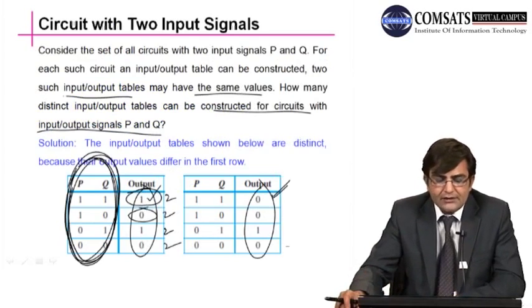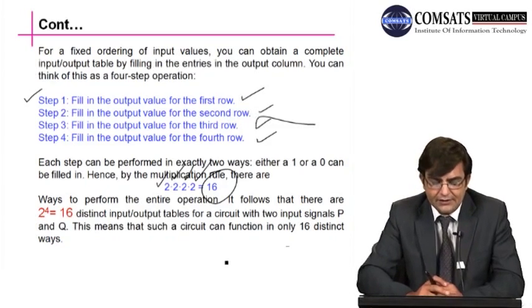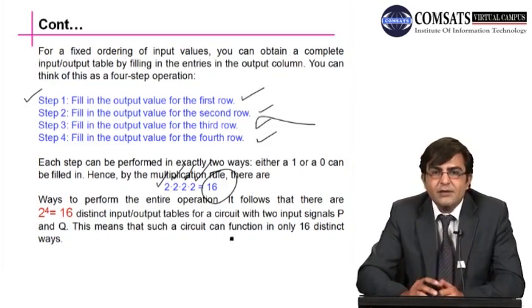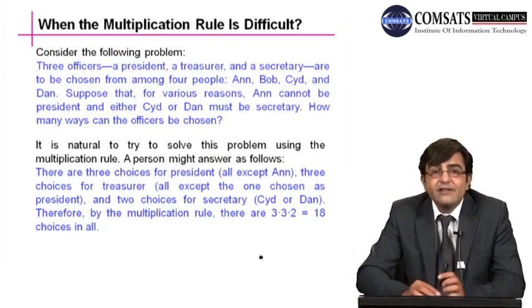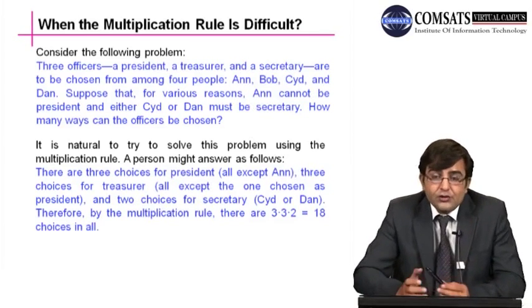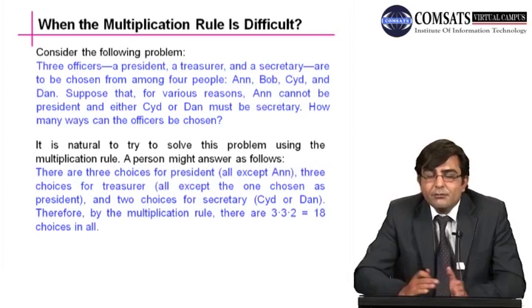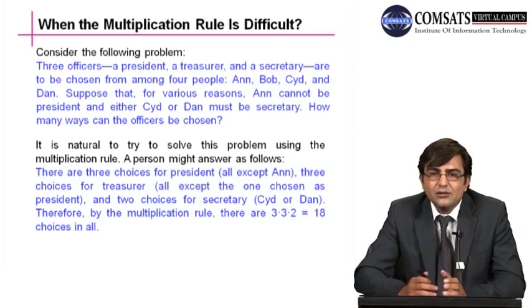So this is how we can use the multiplication rule to find the possibilities in any particular problem. Now we take a rather difficult example of the multiplication rule in which the number of possibilities in each step is not evident, not clear. Or you can say that at every step the number of possibilities we cannot calculate easily.